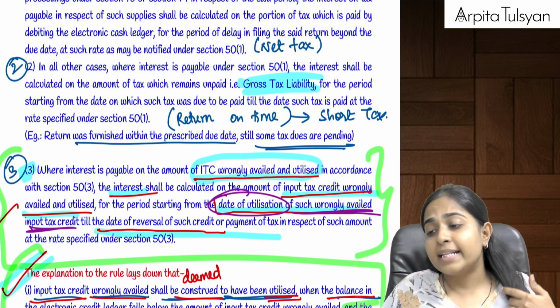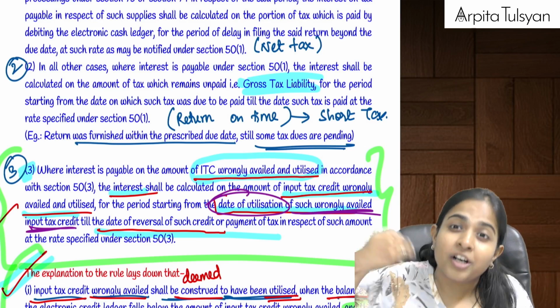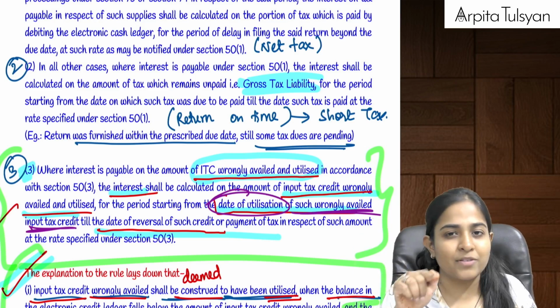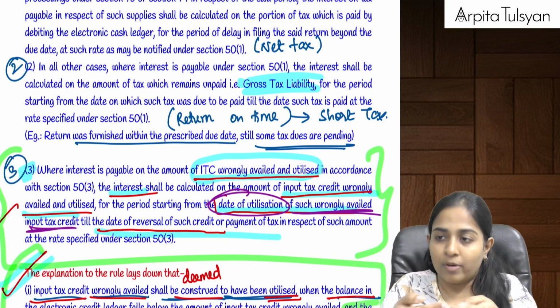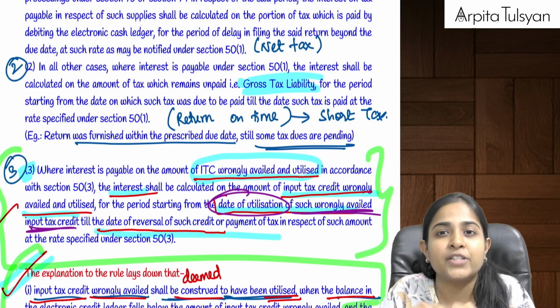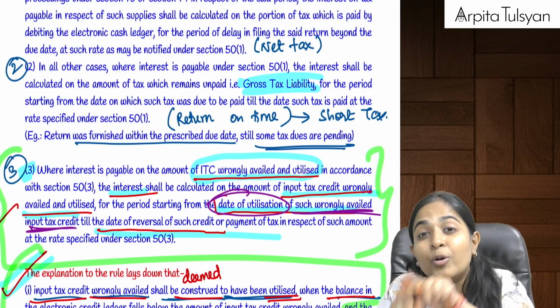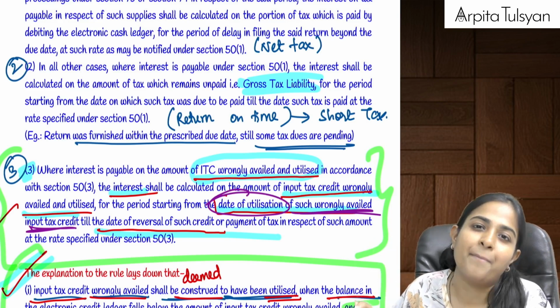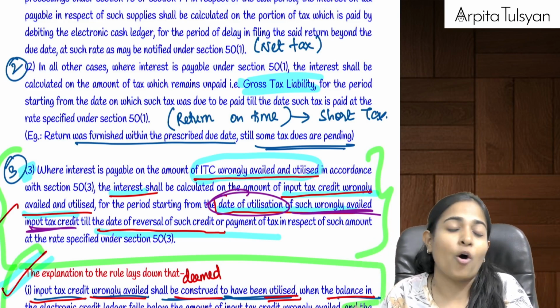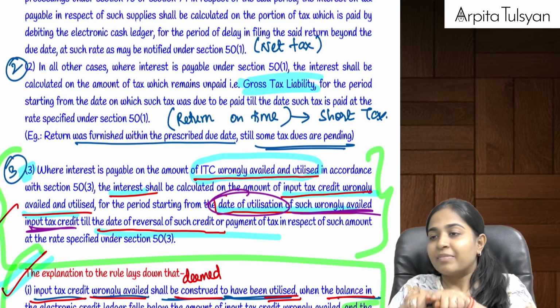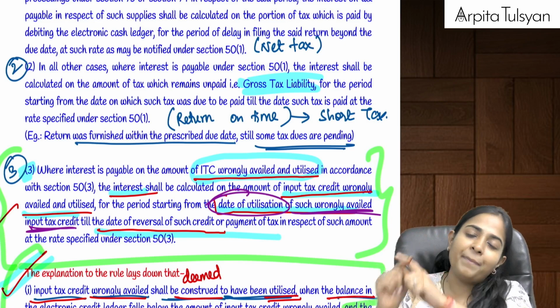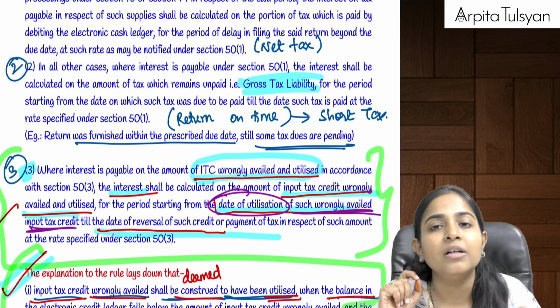Now let's say you have utilized a further 1 lakh. Your balance was reduced to 8 lakhs. Now you have utilized a further 1 lakh. Again interest. Now let's say in the month of April, you have utilized a further 1 lakh. So whatever is the due date for filing the return for the month of April, or the actual date of filing the return for April, whichever is earlier, from there the interest meter is going to start till the time you repay this wrongly utilized credit back to the government.